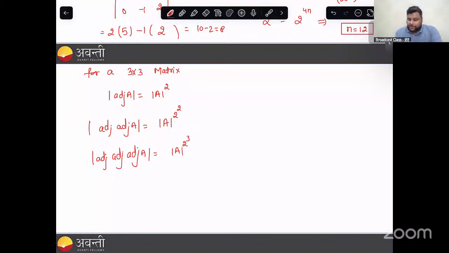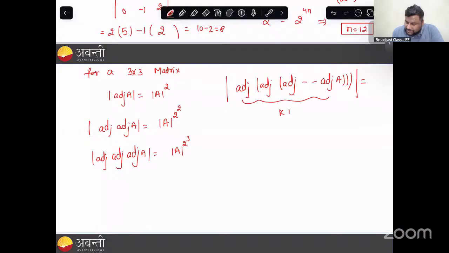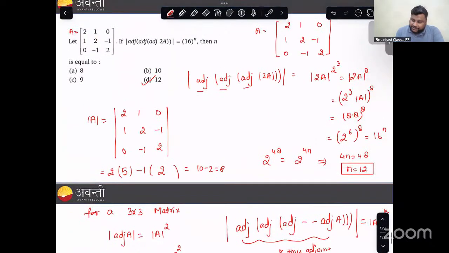So now if you repeat this adjoint n number of times, that means determinant of adjoint, and so on, adjoint of A, say adjoint is repeated k times, it will be determinant of A to the power 2 to the power k. Like here in this question, this adjoint is repeating 3 times. So that is why I have written determinant of A to the power 2 to the power 3. That is determinant of 2A to the power 8. And then it is fine, I think.